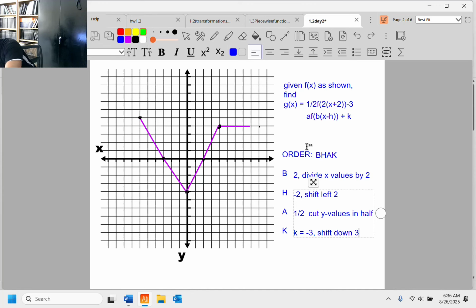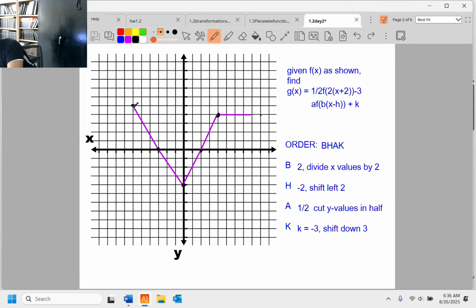Alright, so the first thing we have to do is b, and we're supposed to divide our x values by 2, so we have an x value of -6, cut it in half, -3. We have an x value of -3, if you cut it in half, -1.5. X value of 0, cut in half, still 0. X value of 2, cut in half is 1. X value of 4, cut in half is 2. And there's another one over here. X value of 8, cut in half is 4. There we go. Alright, b is done. Moving on to h, -2, shift left 2 units.